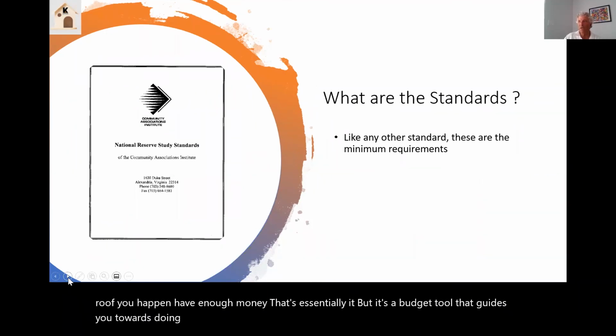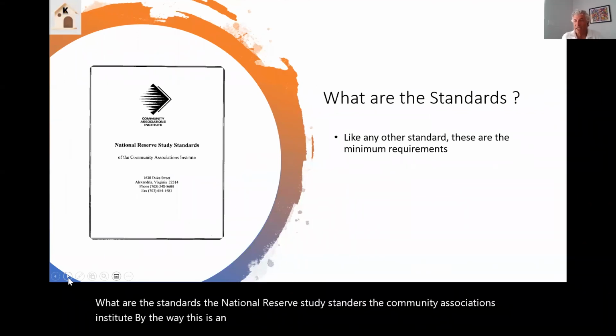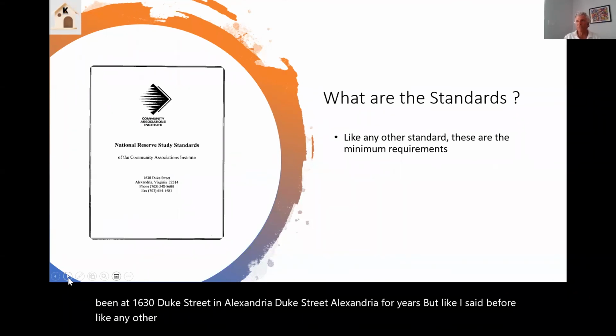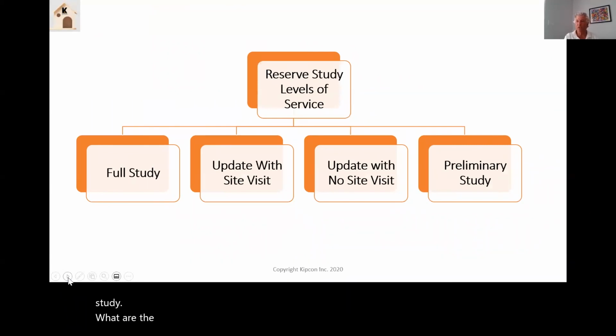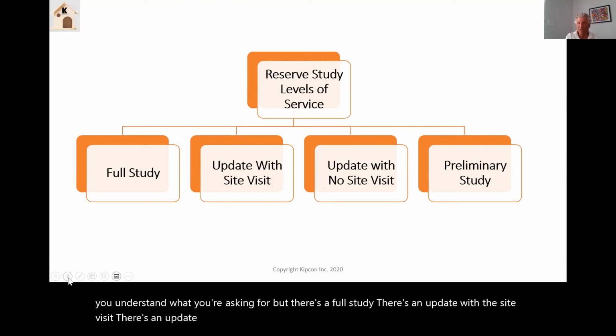What are the standards? The National Reserve Study Standards, from the Community Associations Institute. By the way, this is an old cover of the standards because I don't think CAI has been at 1630 Duke Street in Alexandria for years. But like I said before, like any other standards, these are the minimum requirements for doing a reserve study. What are the types of reserve study? I'm going to go into a little detail on what they are so you understand what you're asking for. There's a full study, there's an update with a site visit, there's an update without a site visit, and there is a preliminary study.